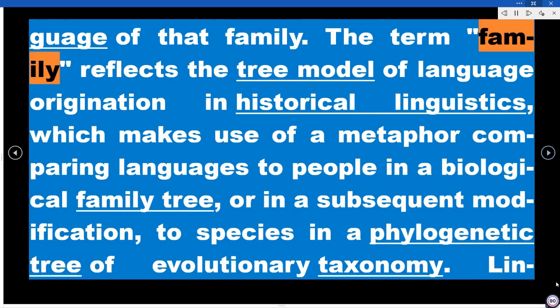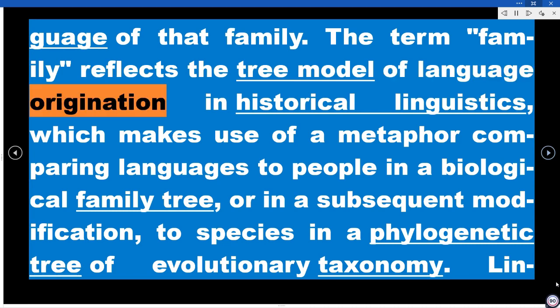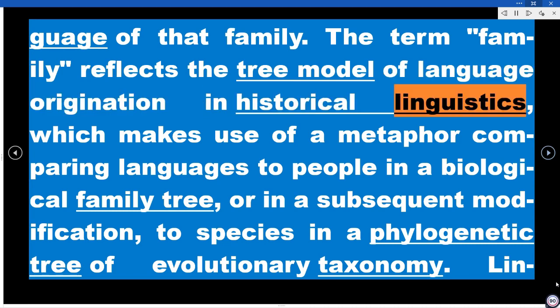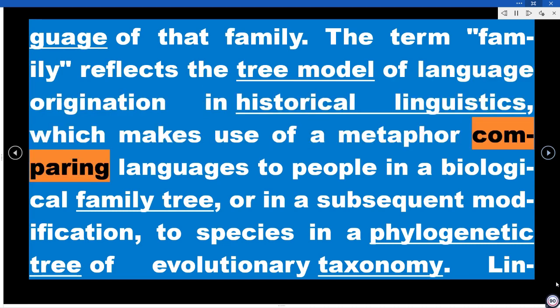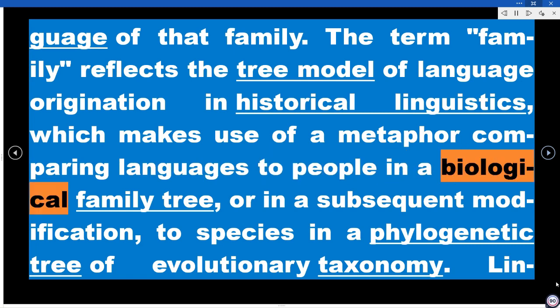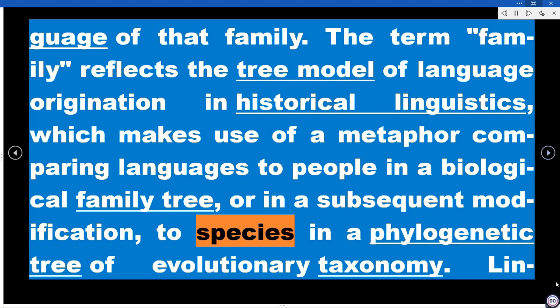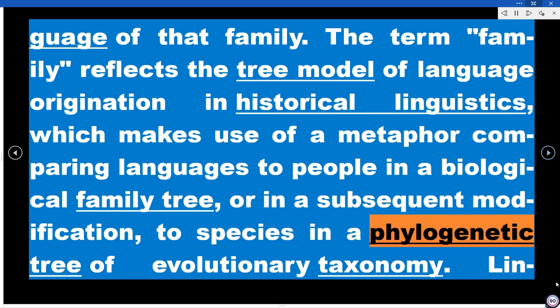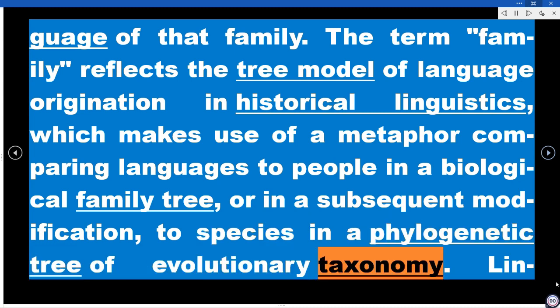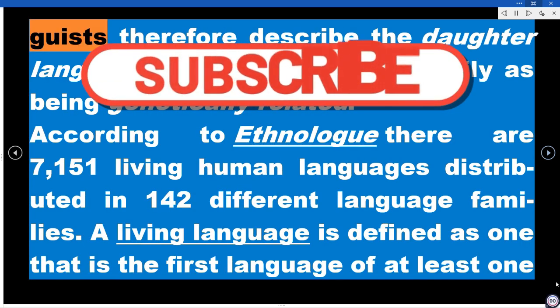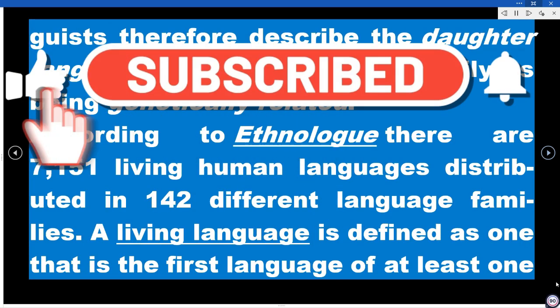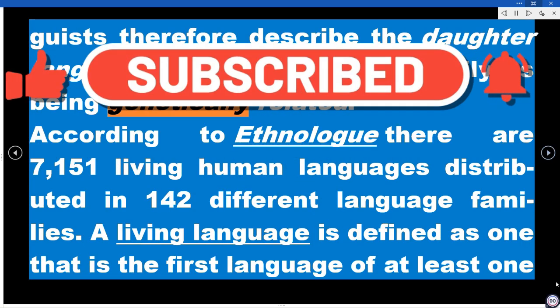The term family reflects the tree model of language origination in historical linguistics, which makes use of a metaphor comparing languages to people in a biological family tree, or in a subsequent modification, to species in a phylogenetic tree of evolutionary taxonomy. Linguists therefore describe the daughter languages within a language family as being genetically related.